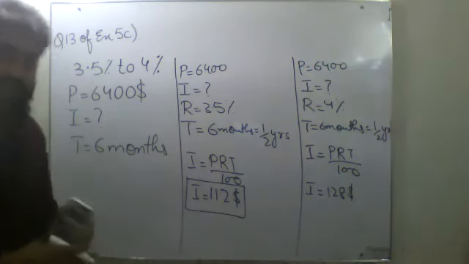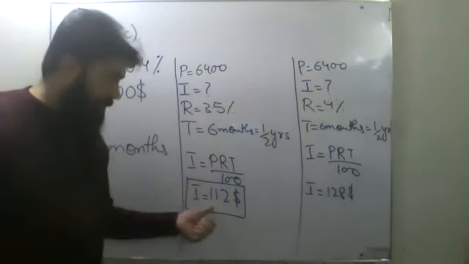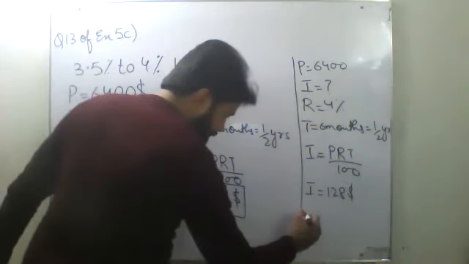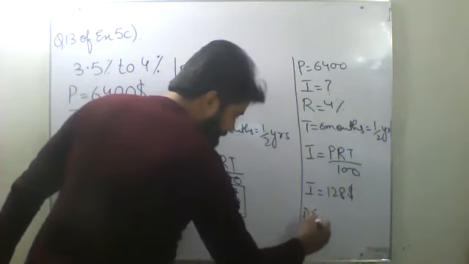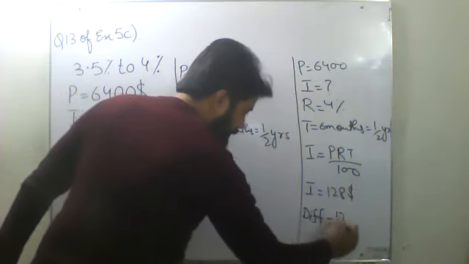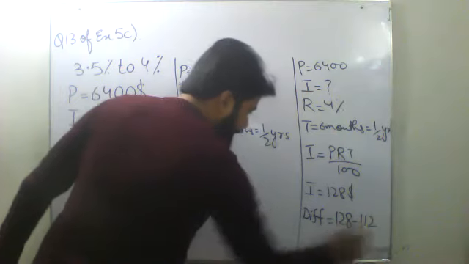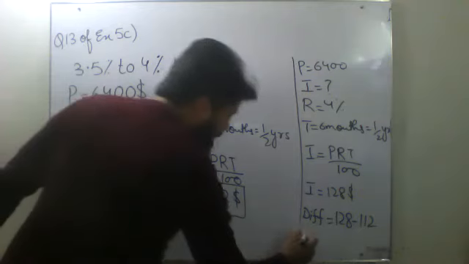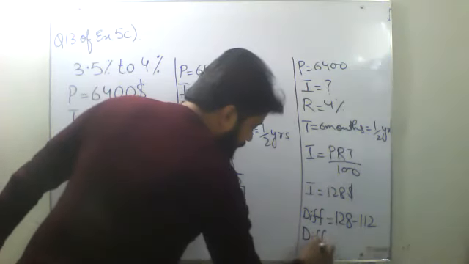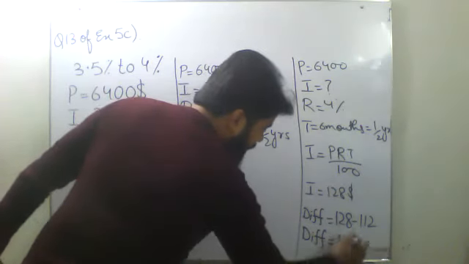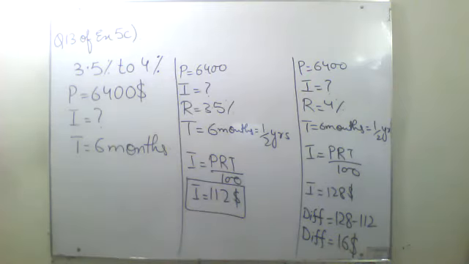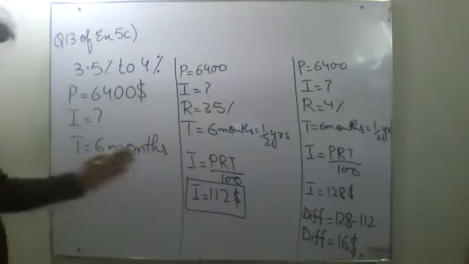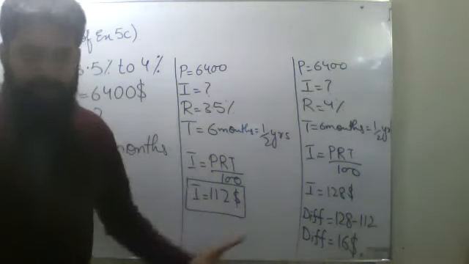Now, how much will be the difference when I have got this and when I have got this? What will be the difference? So difference will be 128 minus 112. And I will receive how much extra? $16 extra. This is one way to solve this question. A little bit lengthy, but getting my answer.